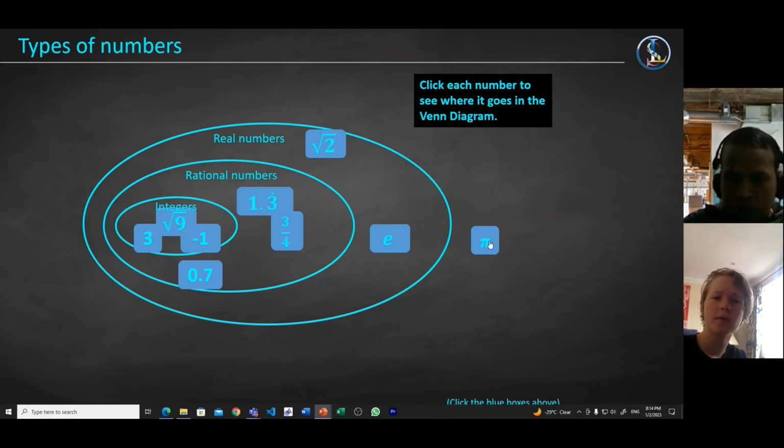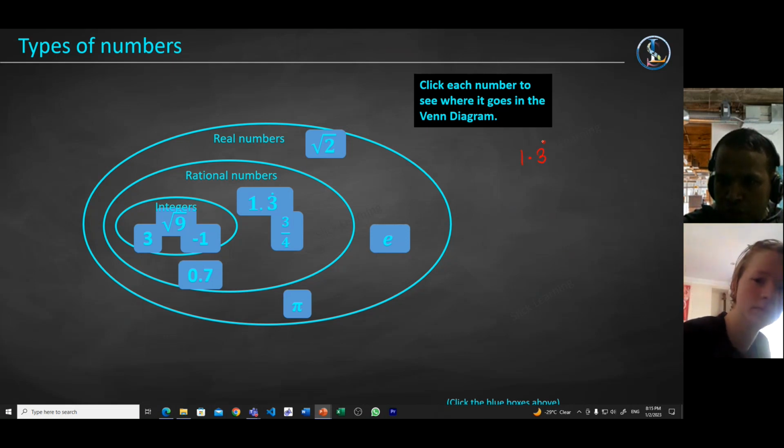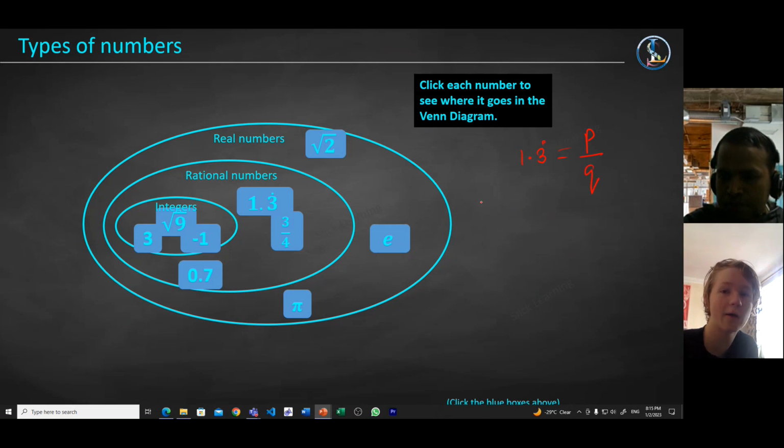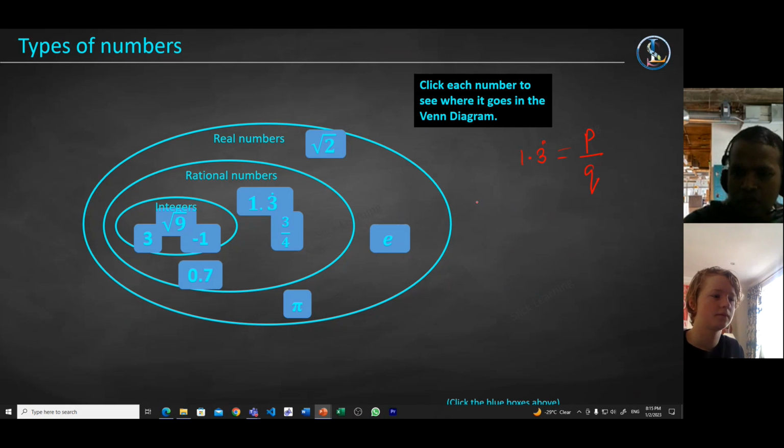Wouldn't that make 1.3 recurring a real number? See, 1.3 recurring, can you write it in terms of p over q? Can you write it in this form? I don't know how to, but I've seen that you can. Yes, you can. Let's see how you are going to write it in the form of p over q. Let's assume this one is x equals 1.33 and so on, right?